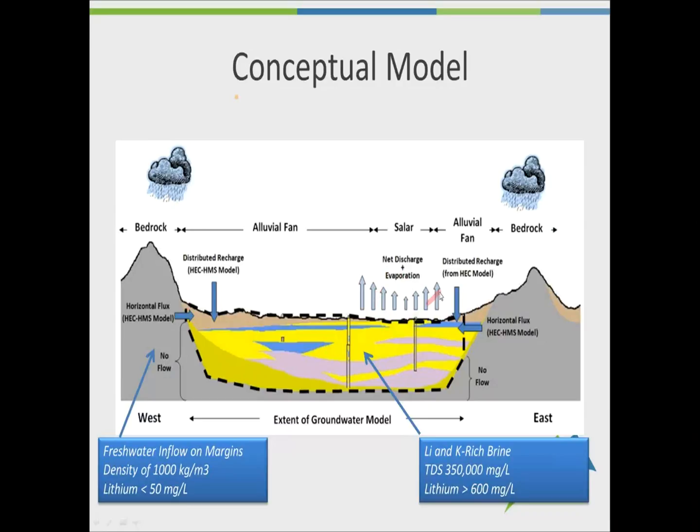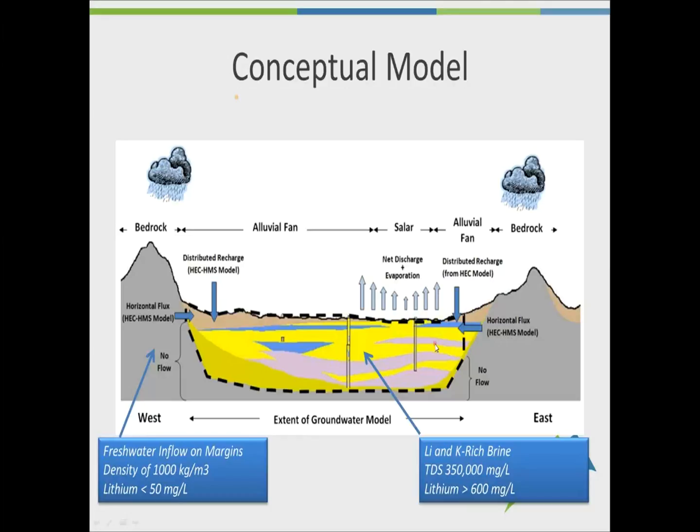So we have this system where fresh water enters from the sides and stays near the ground surface and gets evaporated, concentrating the brines or salts that are in the salar. So just for review, the resource comes from data analysis, field work, and interpolation, whereas the reserve is estimated using the numerical model.